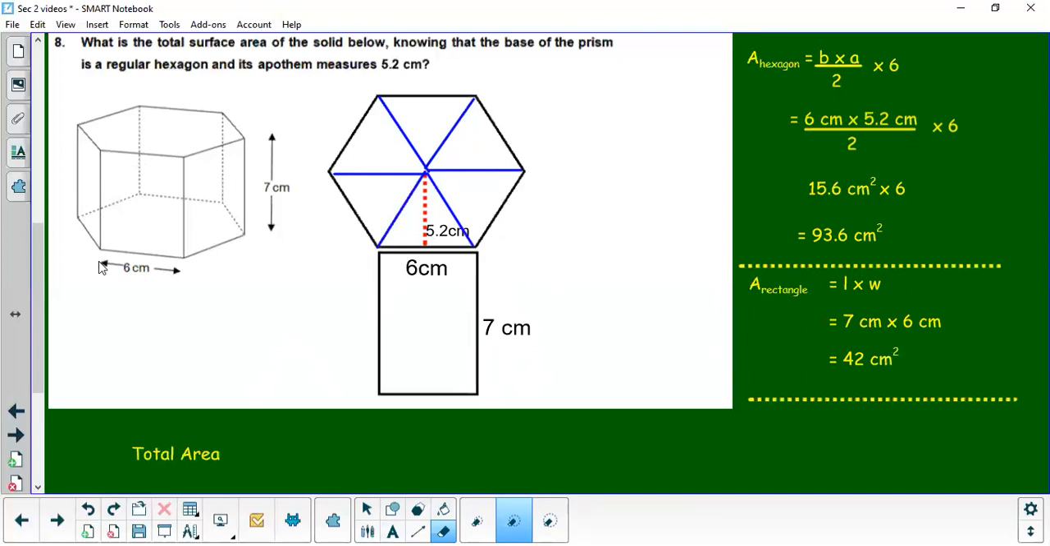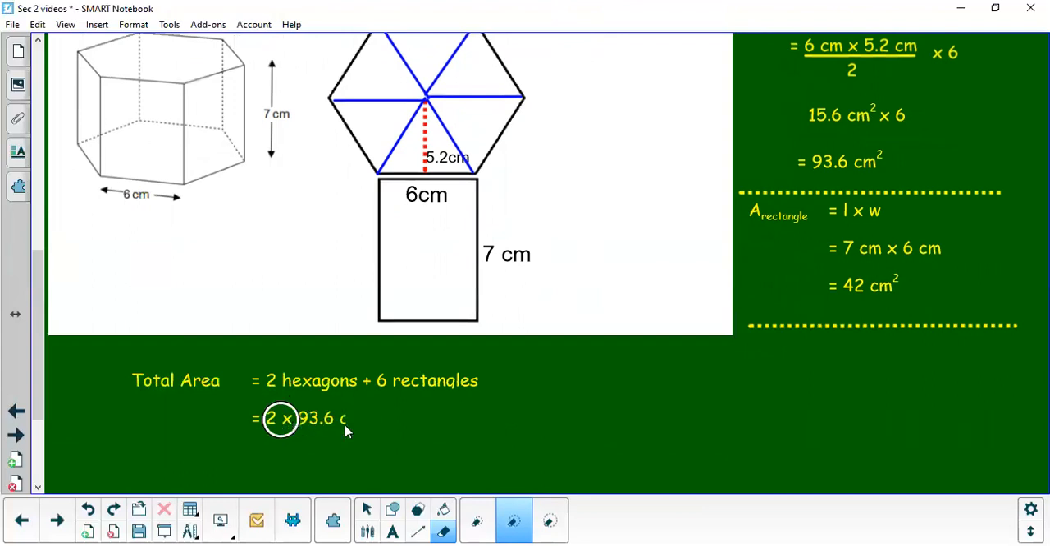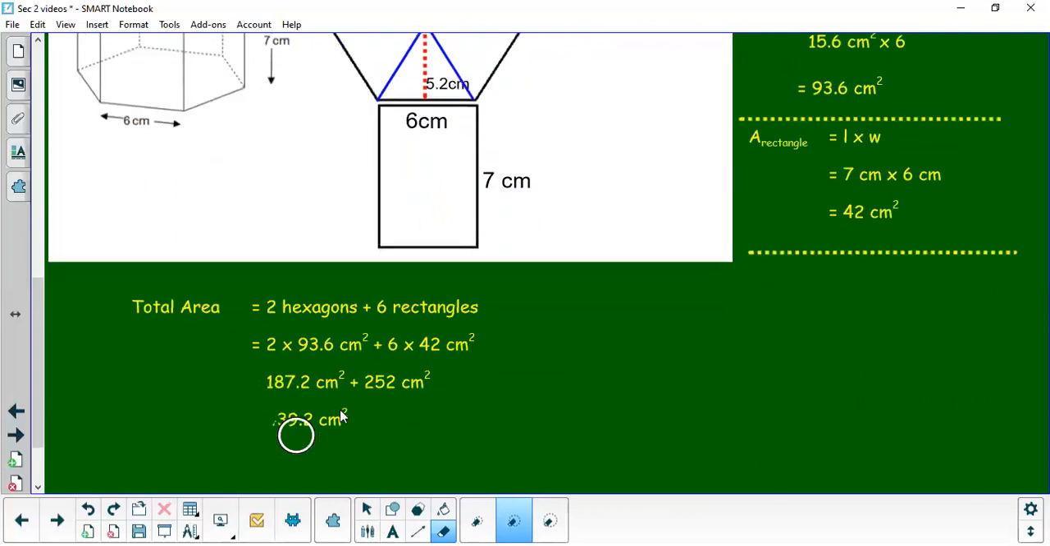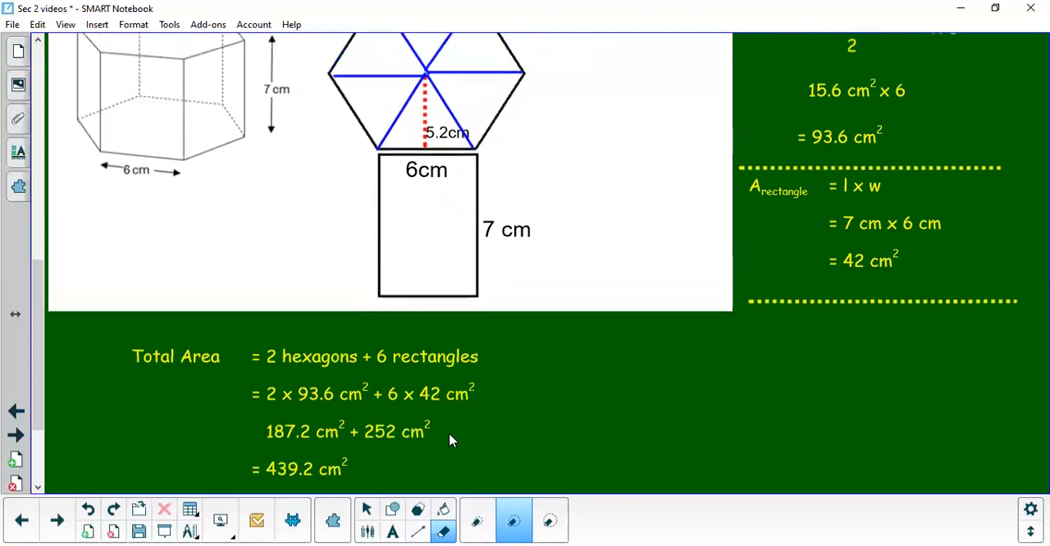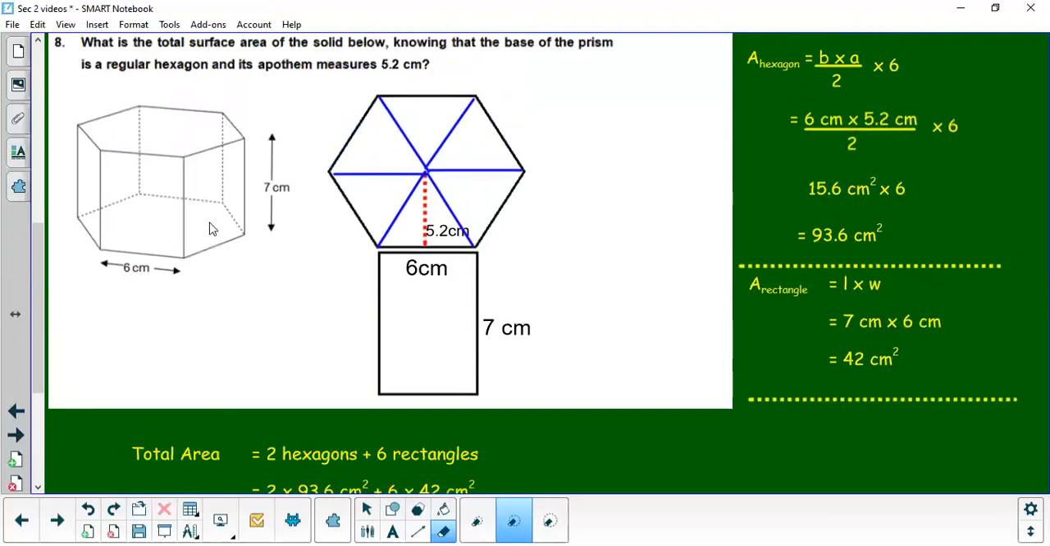So now we know the area of the rectangle and we know the area of the hexagon. What's the total area? Well, the total area is 2 hexagons, one on top and one on the bottom, and 6 rectangles all around. So 2 times 93.6 and 6 times 42, and just add them all up. The 2 hexagons is 187, the 6 rectangles is 252, and you add them all up, 439. And that is the surface area of this hexagonal prism.